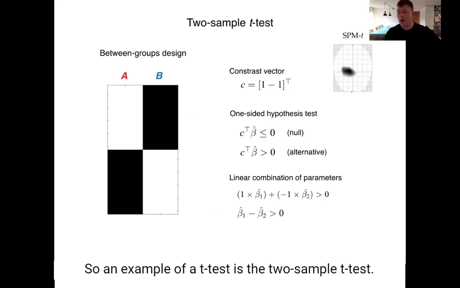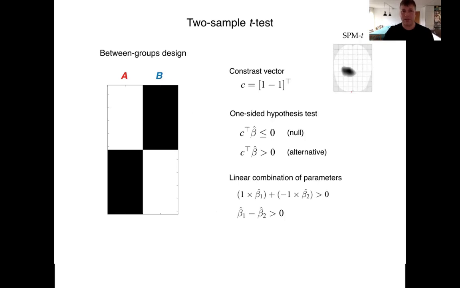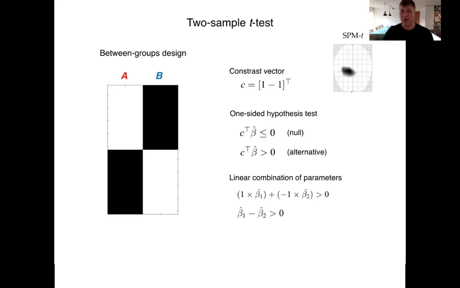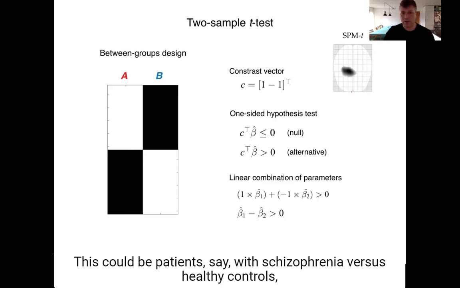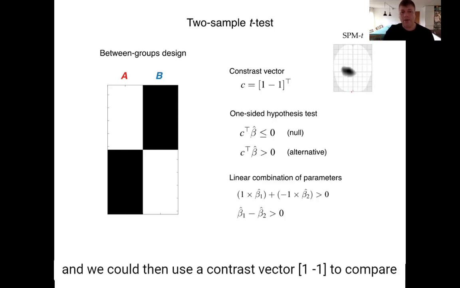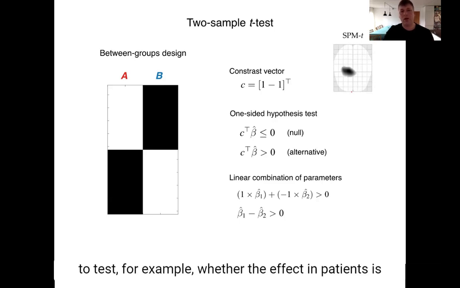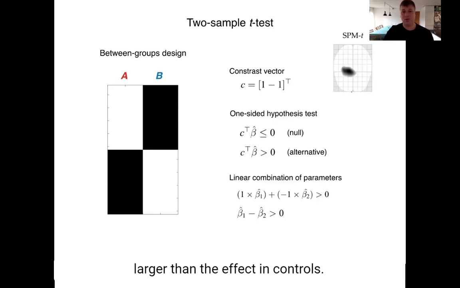So an example of a t-test is the two-sample t-test. This would be a between groups design where we would have, say, patients versus controls. This could be patients with schizophrenia versus healthy controls. And we could then use a contrast vector, 1 minus 1, to compare the effect between groups. So to test, for example, whether the effect in patients is larger than the effect in controls.